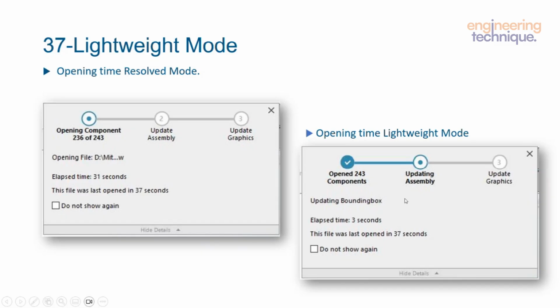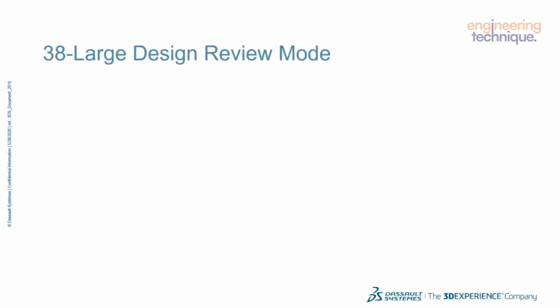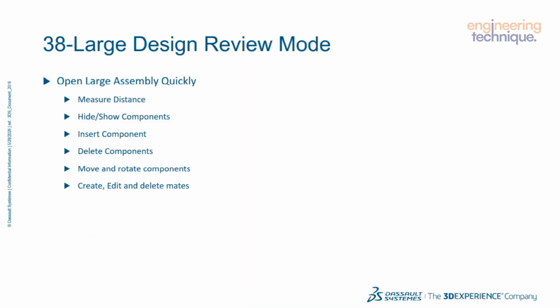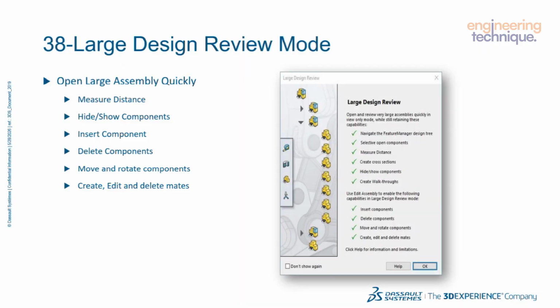Comparatively, in lightweight mode it takes very little time, and you get all the outer geometries there, and it takes the reference geometry of that particular mate also. Also, if you are working on a very large assembly, the lightweight mode also creates some trouble to open. We recommend opening that in large design review mode.